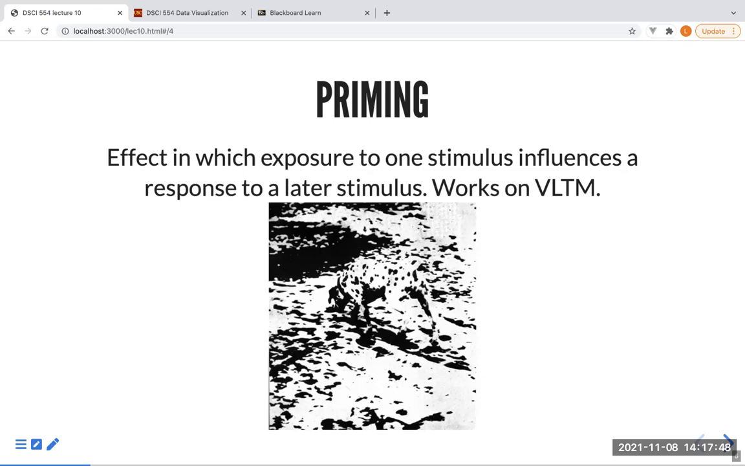Yeah? Right. So the first time that you see this picture is going to take you a while to see the dog. If I show you the picture a second time, now or in the future, you're going to say, boom, the dog is there. Yeah? And so that's what we mean by priming: it increases the chances that you're going to see the stimulus.